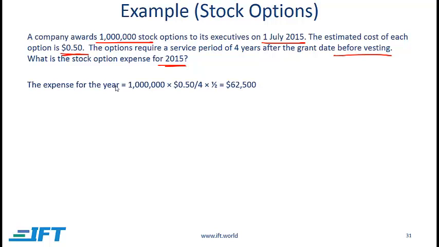Here is what you should get. We have 1,000,000 options times 0.5. Here the fair value of the options is given. And then we divide by 4 because the service period is 4 years. So every year the amount would be 0.5 million divided by 4. And then since these options are being granted in the middle of 2015 and we want the allocation for the second half of 2015, we multiply by half. So the expense for the year 2015 is going to be 62,500.